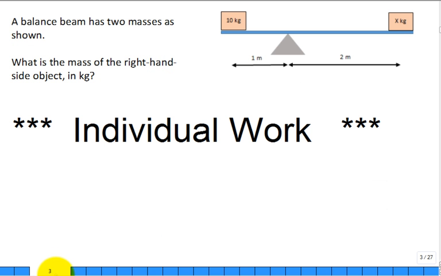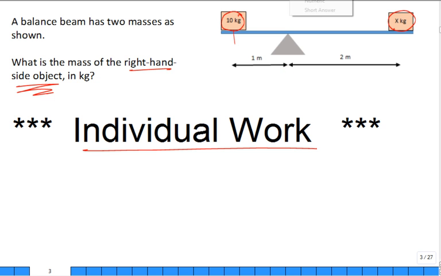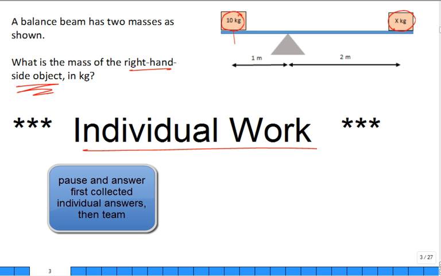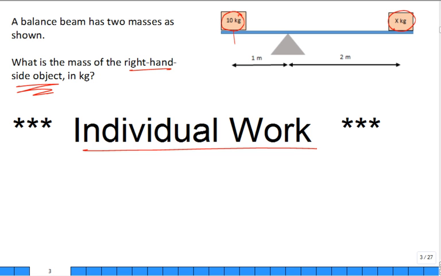Here's another question. Individual work first, and then we will do it with follow-up teamwork. We have a beam balance, and there's a mass on this end, and that's 10 kilograms, and the mass at this end, which is unknown. What does the mass on the right-hand side need to be for this system to be balanced? I changed it into a numeric, and we'll go ahead and get started. So let's take a look at our results.